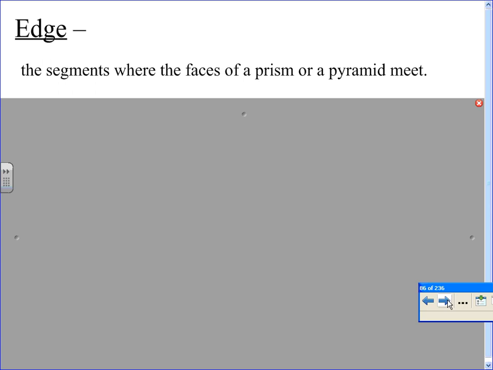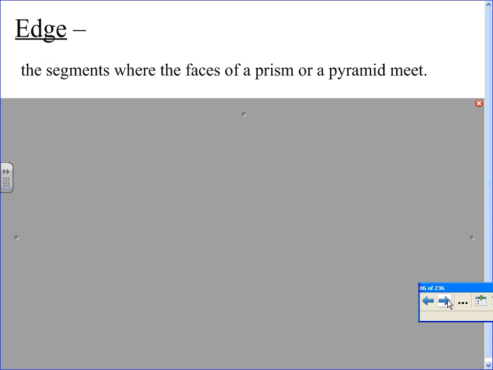Okay, edge. The segments where the faces of a prism or pyramid meet. So, Emma, turn around. So here's an edge, here's an edge, here's an edge, here's an edge. Okay, all these edges. It's kind of, in my mind, I think it's common sense. Think of a box where the edges of the box are. Same thing as these are edges of a polyhedron. Okay, it's where they meet.